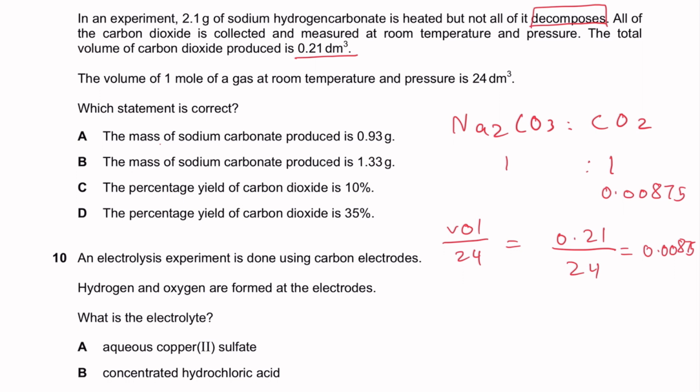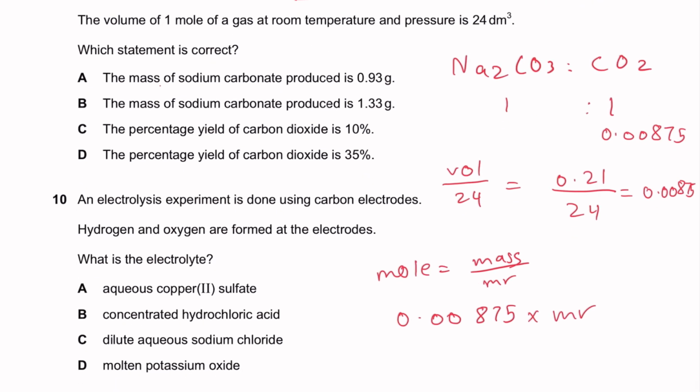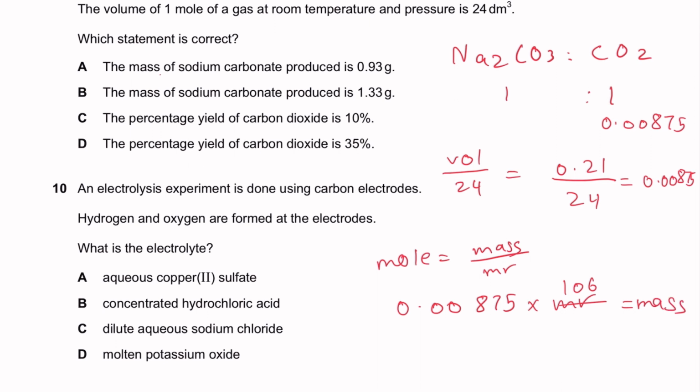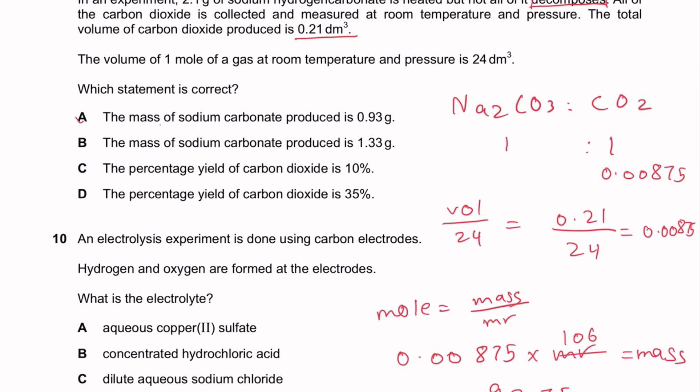So now you have to find the mass of sodium carbonate. You will use the formula moles equal mass over MR. So you have the moles, 0.00875, multiplied by MR, which is 106. So when you solve this, it will be 0.9275. So you can round it to 0.93. So the correct answer is A.